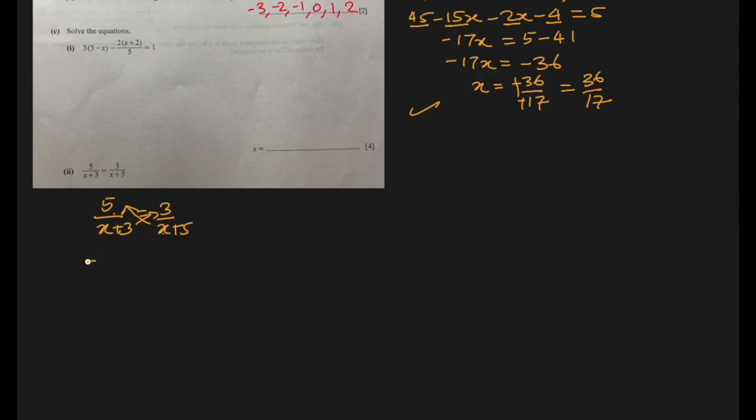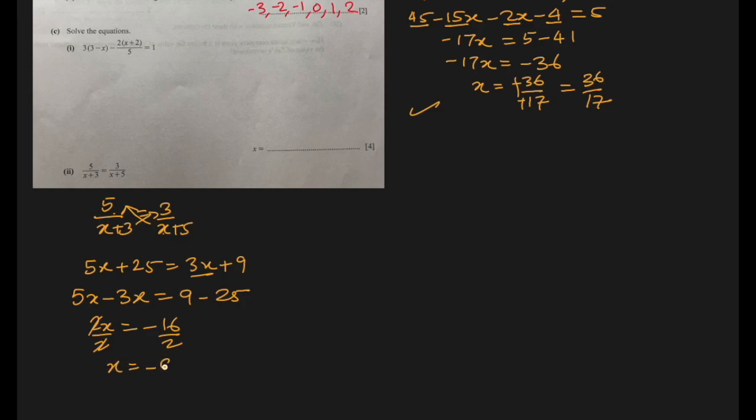5 times x, 5x plus 25. 3 times x is 3x, and 3 times 3 is 9. 3x, let's go to left side. 5x minus 3x equal to 9 minus 25. 2x equal to negative 16. Divide both sides by 2. x is equal to negative 8. That's the solution of this part.